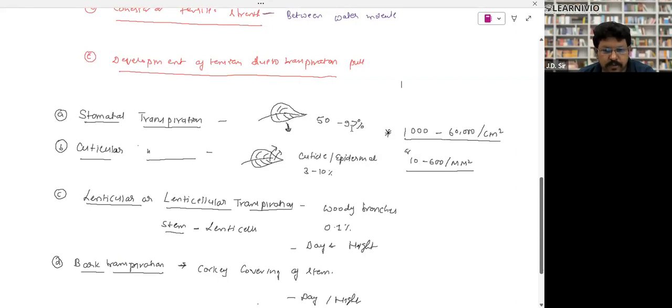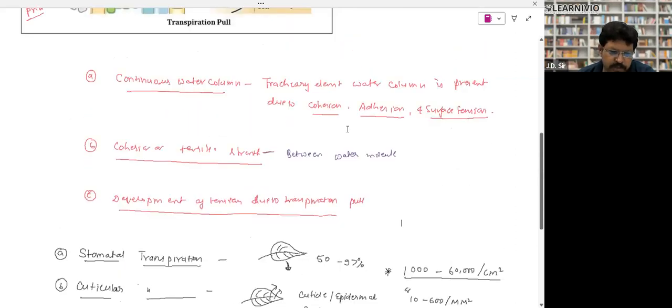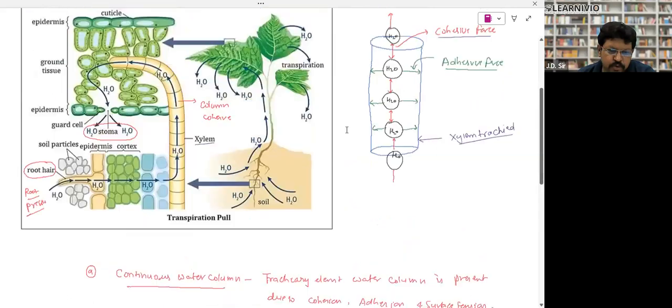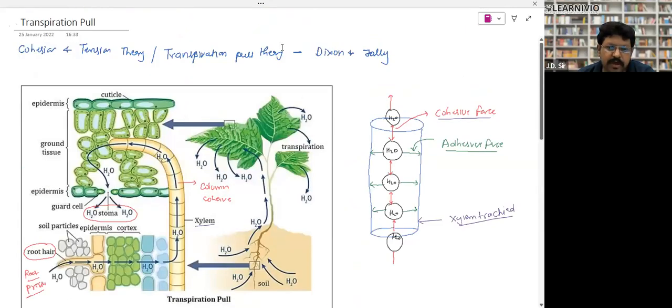Transpiration takes place through the stomata, right? So there is a transpiration pull theory. What does the transpiration pull theory explain? Basically, this theory explains the ascent of water, right? It means how the water reaches the top of the plant from the root.